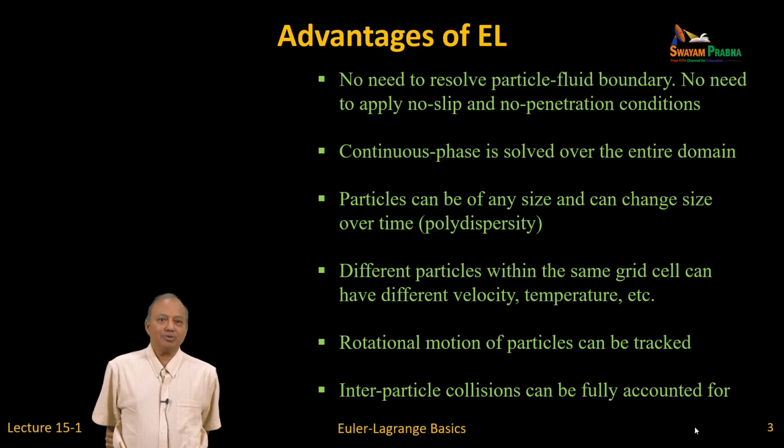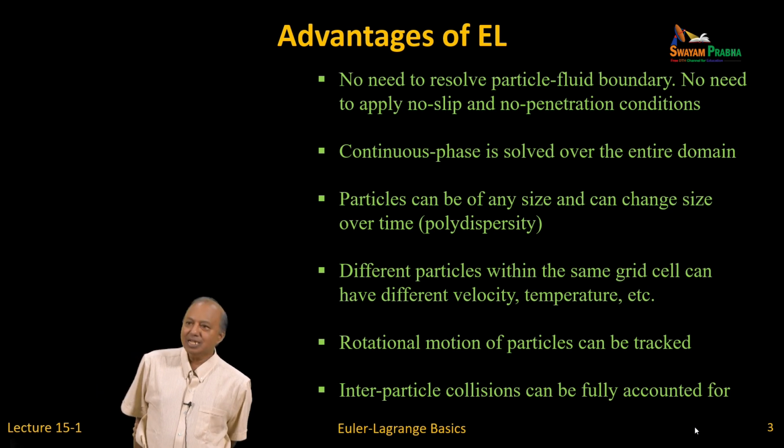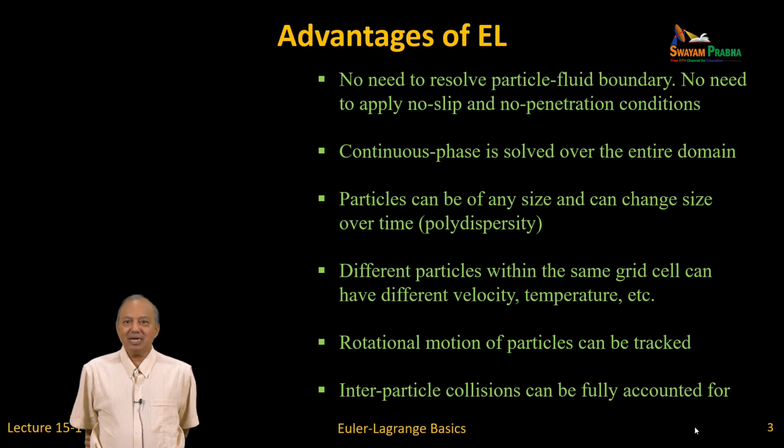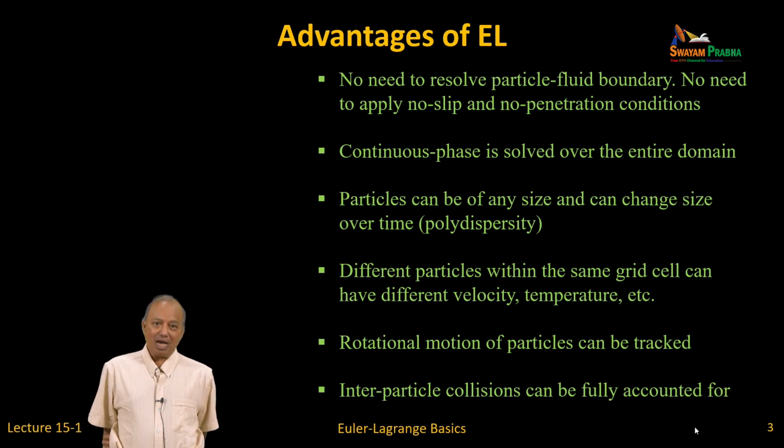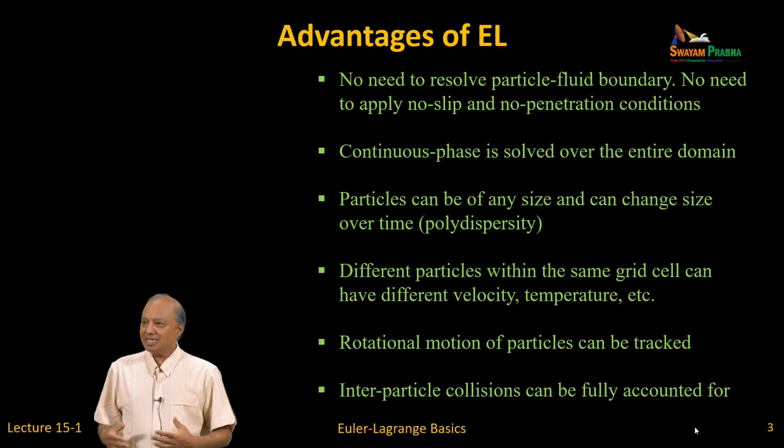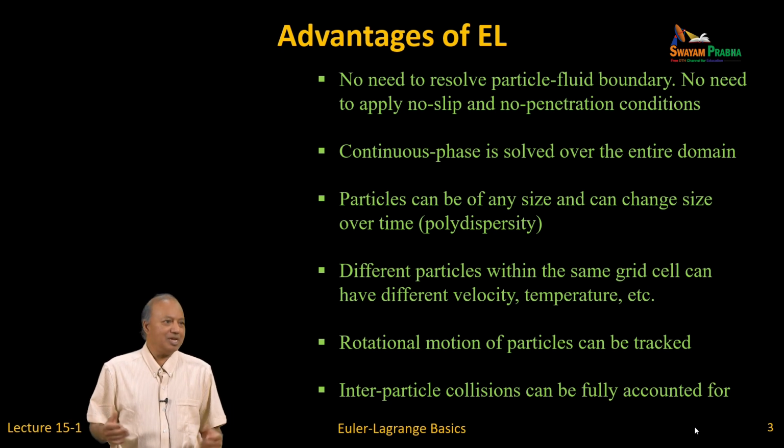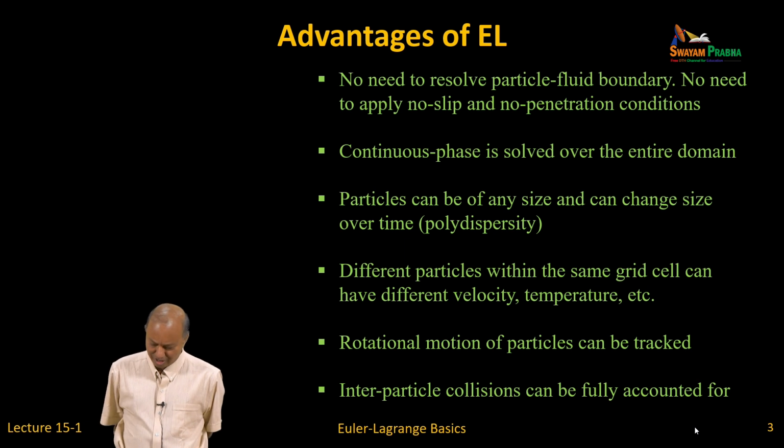And also this is the fourth bullet, because in Lagrangian, if the Stokes number is large, different particles inside a cell are going to come from different eddies, so they can have different velocities. There is no restriction. So these are good things in Euler-Lagrange.